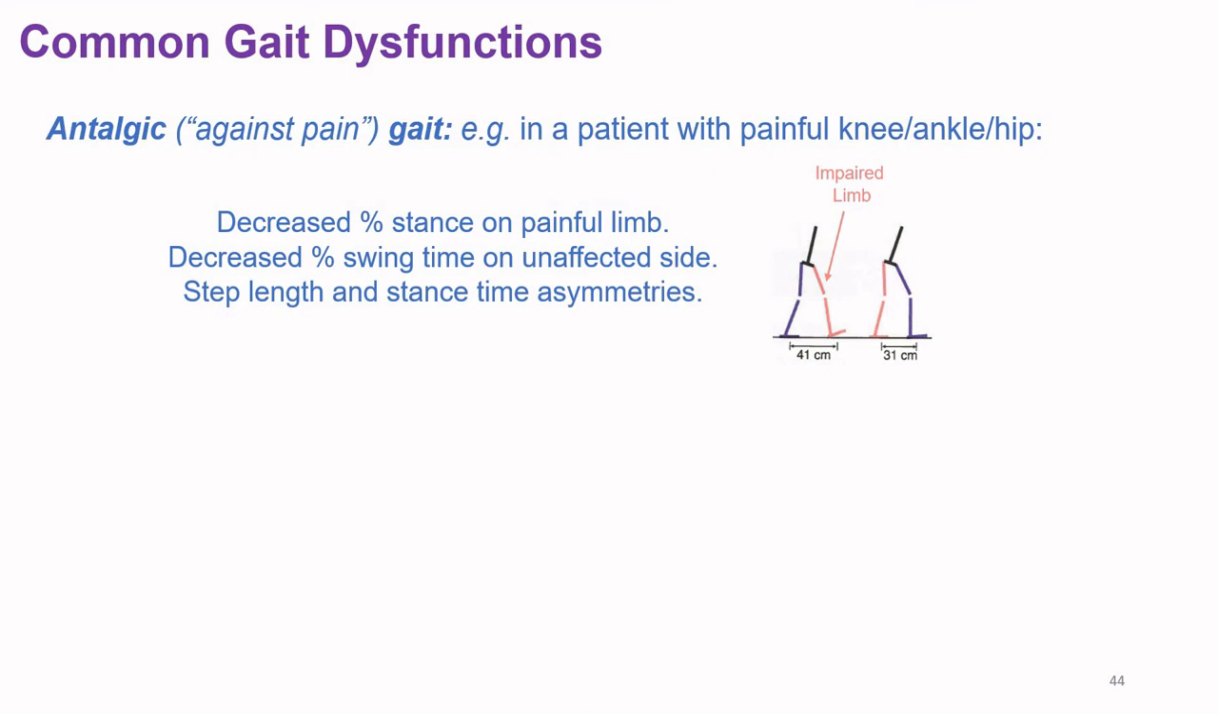With antalgic gait, it is reasonable to expect to see a decrease in the percentage of time with which the affected limb is loaded. Thus, we might see a decreased swing time on the unaffected side in order to unload the affected limb more quickly, and consequently a decreased stance time on the painful limb. With pain on one side, we can expect these adaptations to pain to create step length and stance time asymmetries.